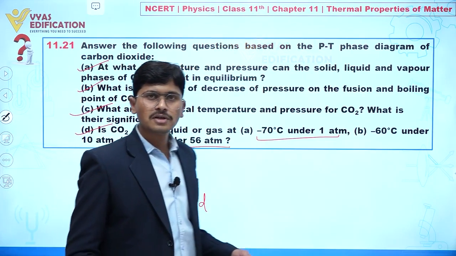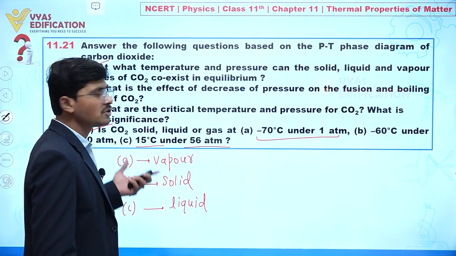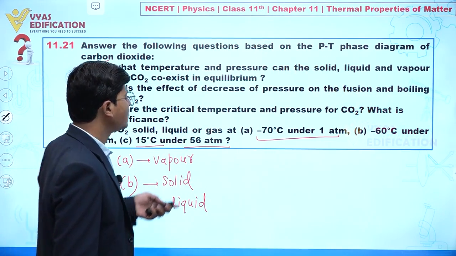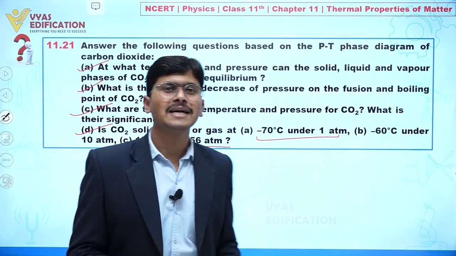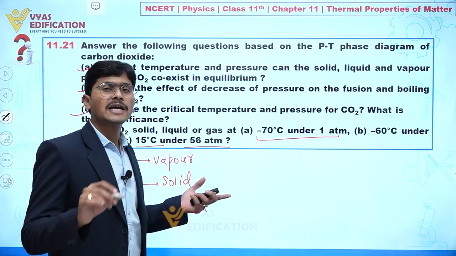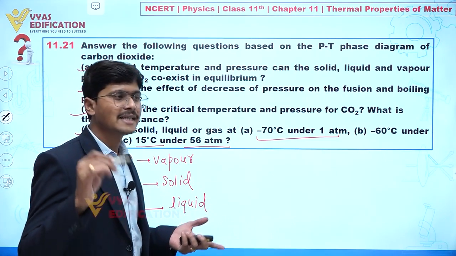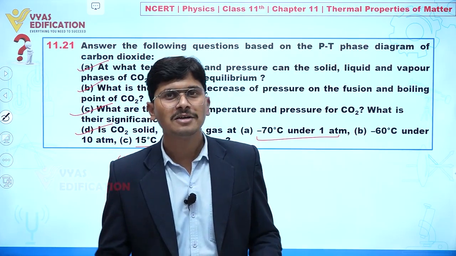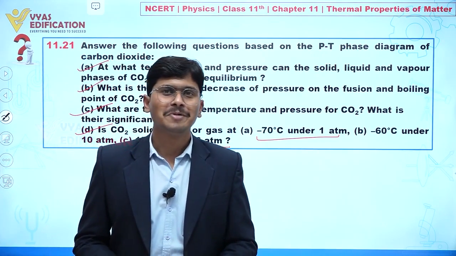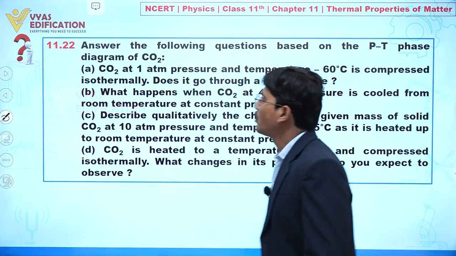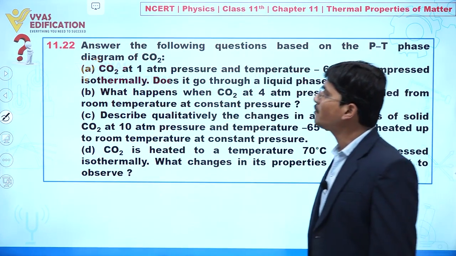So if you want to find whether CO2 is solid, liquid or gas, always according to the given condition draw some parallel or vertical lines and try to find the intersecting point, and you have to find whether that intersecting point lies in the solid, liquid or vapor region. Clear to everyone? So this is all about this question. Now dear students, we are going to discuss question number 11.22.